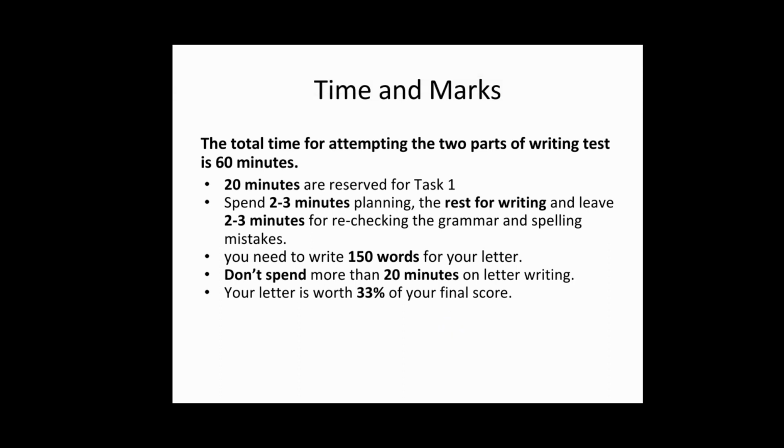Time and Marks. The total time for attempting the two parts of the writing test is 60 minutes. 20 minutes are reserved for Task 1. Spend 2 to 3 minutes planning, the rest for writing, and leave 2 to 3 minutes for rechecking the grammar and spelling mistakes. You need to write 150 words for your letter. Don't spend more than 20 minutes on letter writing. Your letter is worth 33% of your final score.